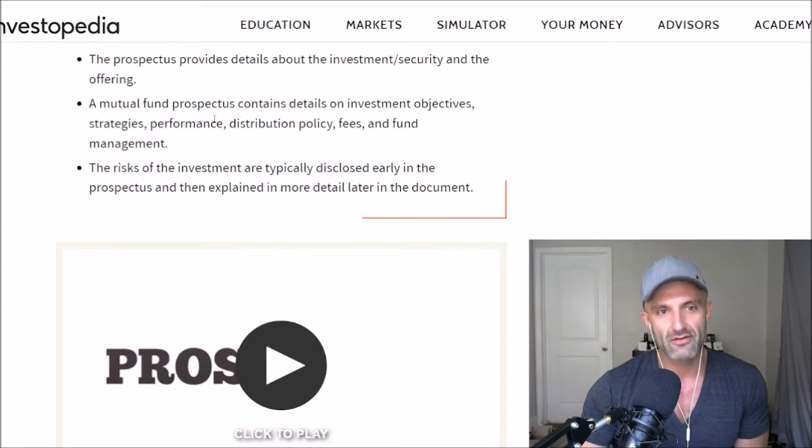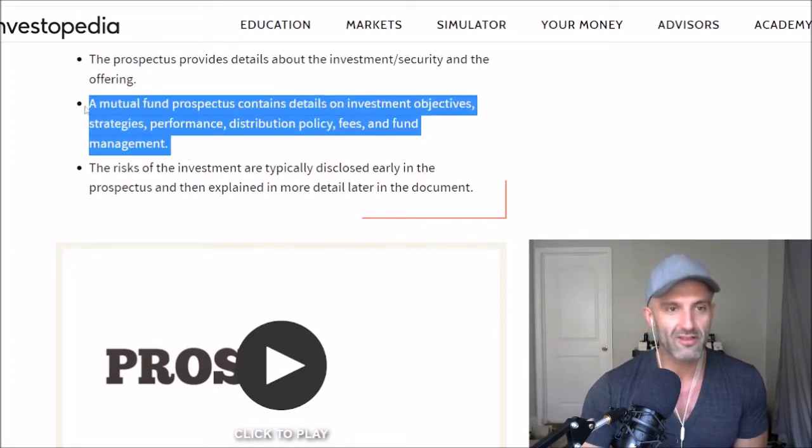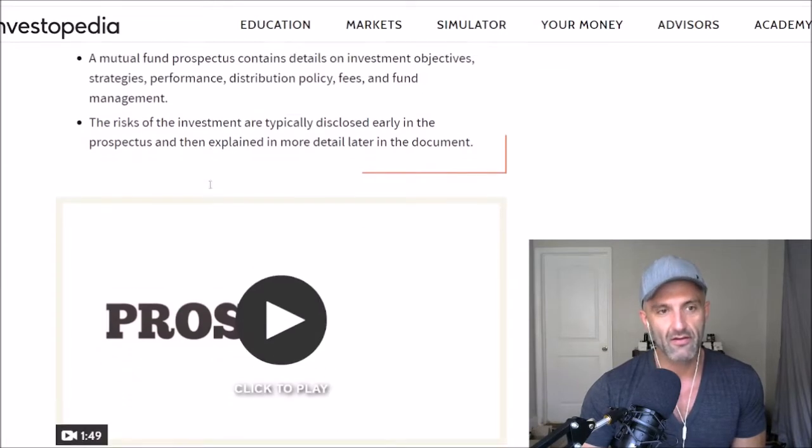A mutual fund prospectus contains details on investment objectives, strategies, performance, distribution policies, fees, and fund management. Wow, I could just stop the video right there and say, bro, use this as your template for creating a white paper. It needs to have all of this in there.